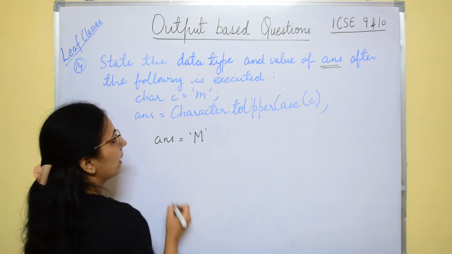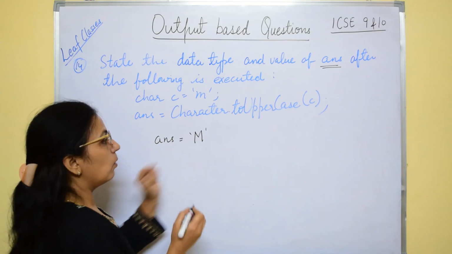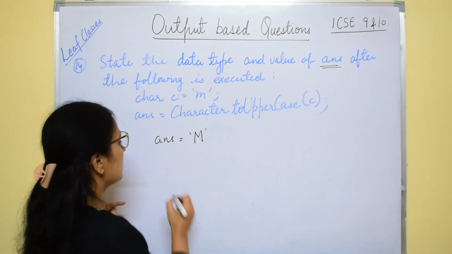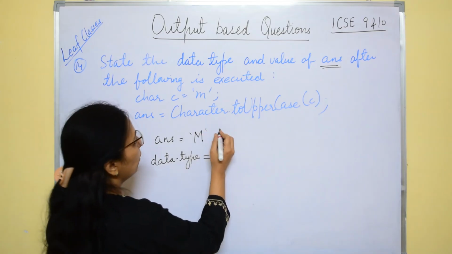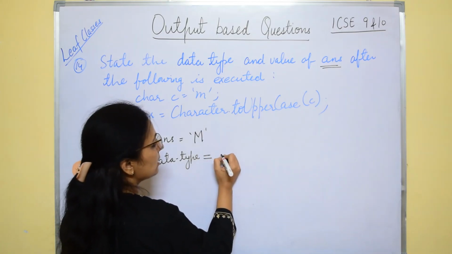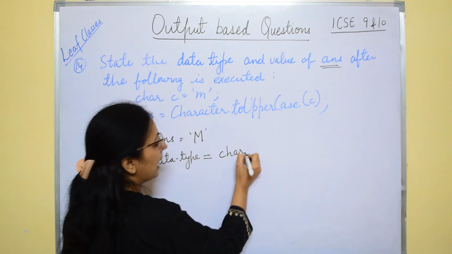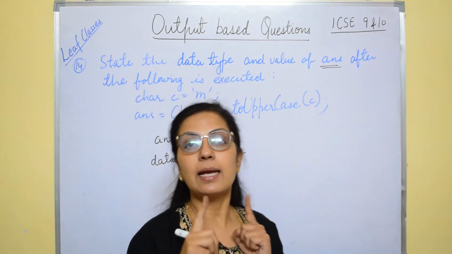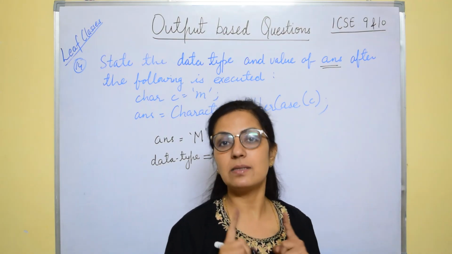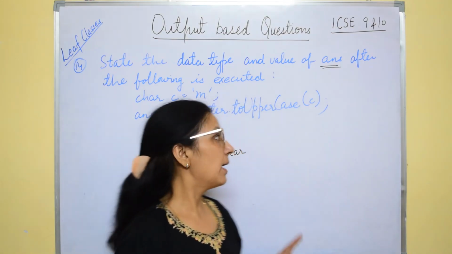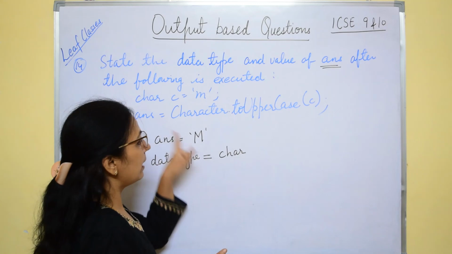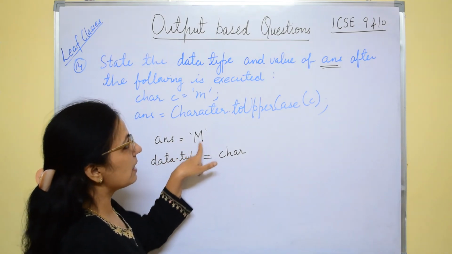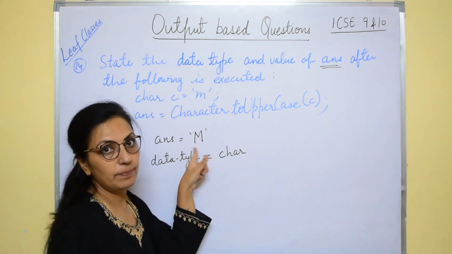So here ANS will be M, right? Now you have to write the data type also. So the data type of this ANS variable is char. Again, please don't write Character. Character is a wrapper class. The data type is char. So the data type of ANS is char and the value of ANS is uppercase M.